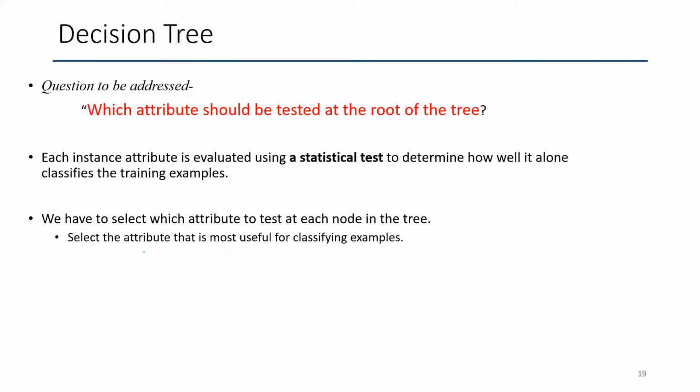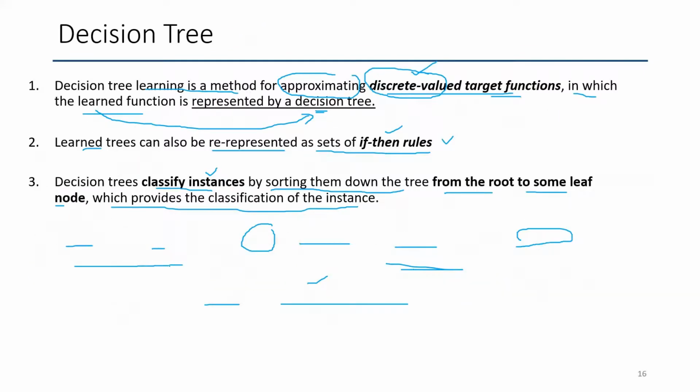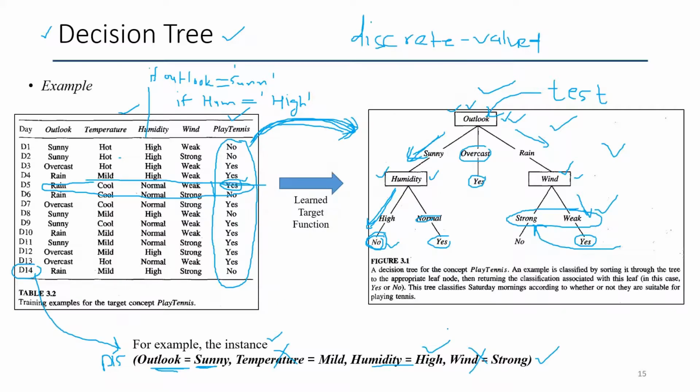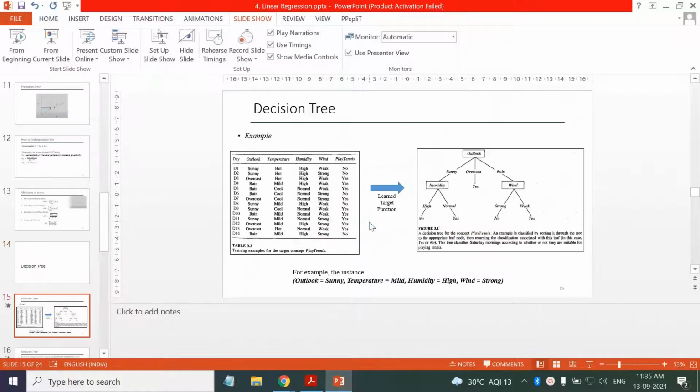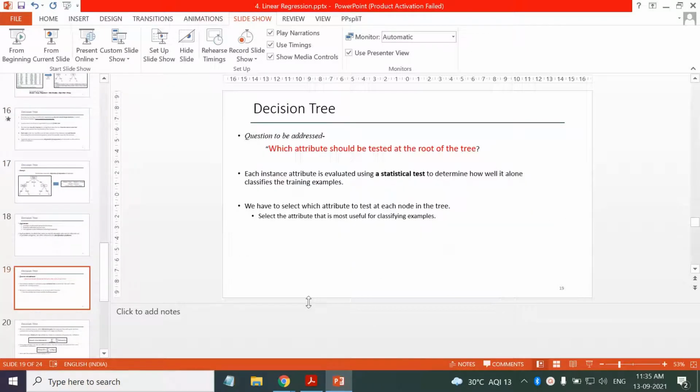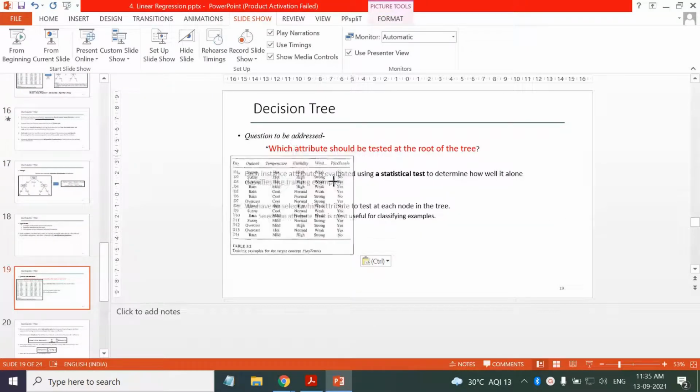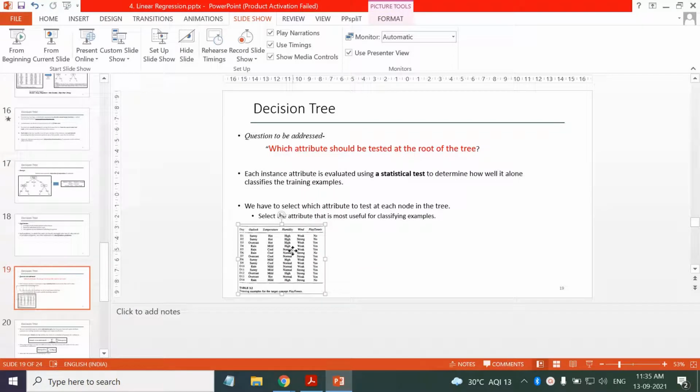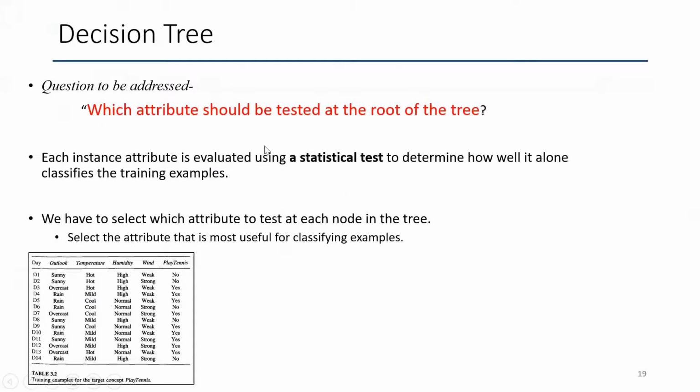Now consider we want to learn this tree from the given samples. Let me erase this. So we have this problem. The main question that we have to address is which attribute should be tested at the root node and at the subsequent nodes. If you can address that, then you can build a tree out of these given samples.